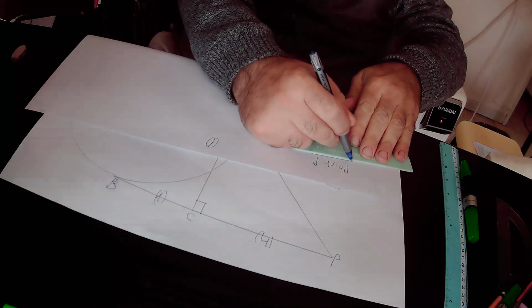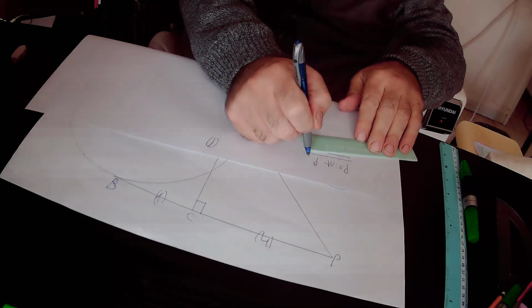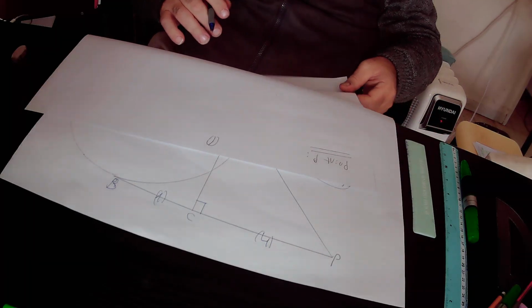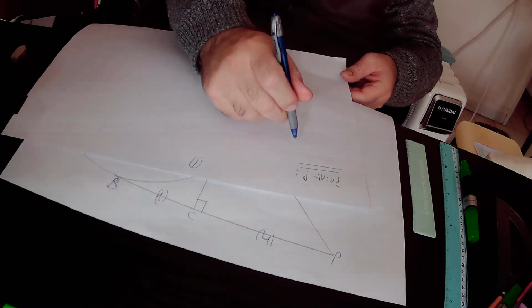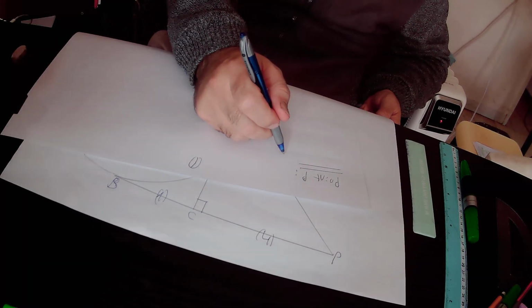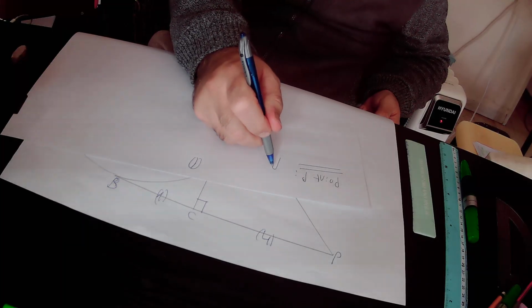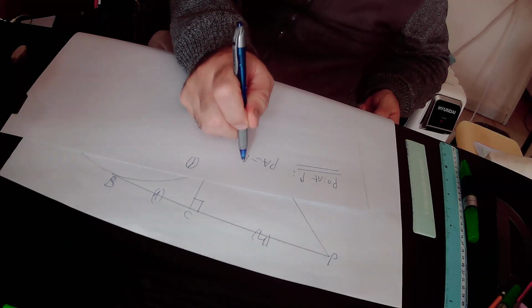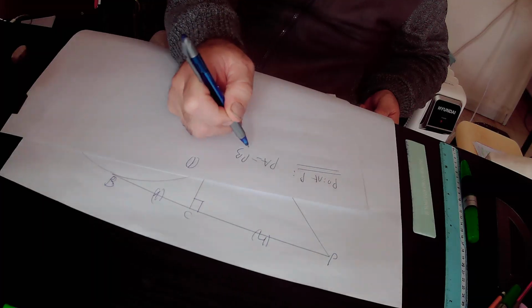So if we follow the common point P, we have two tangents to this circle, tangent PA and tangent PB. And according to Rule 2, they are equal to each other. This is to say PA equals PB according to Rule 2.